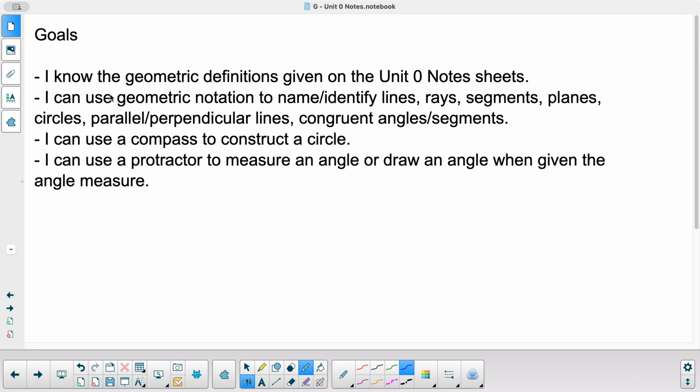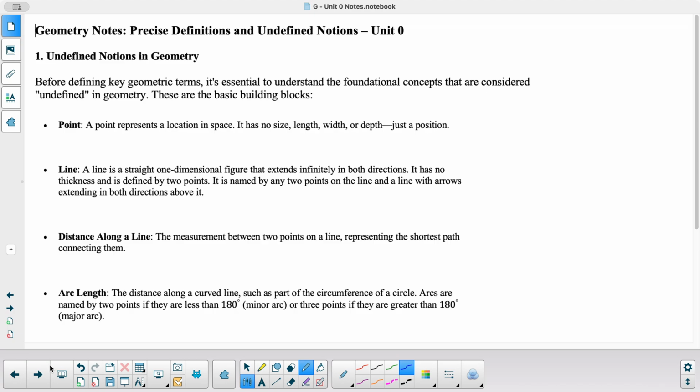Okay, so our goals today. I know the geometric definitions given in the Unit 0 note sheets. I can use geometric notation to name and identify lines, rays, segments, planes, circles, parallel or perpendicular lines, congruent angles, or segments. I can use a compass to construct a circle. I can use a protractor to measure an angle or draw an angle when given the angle measure. A lot of stuff. All right, so first thing, let's go through some undefined notions in geometry.